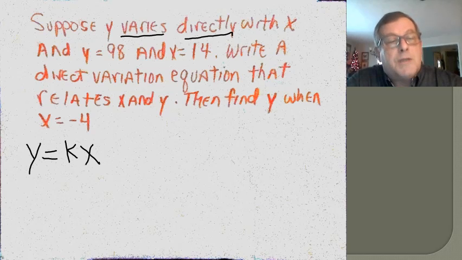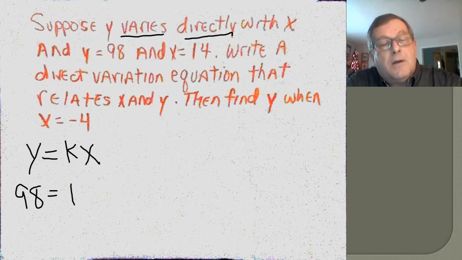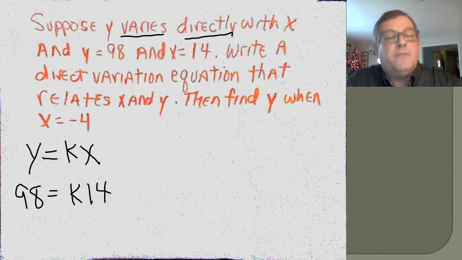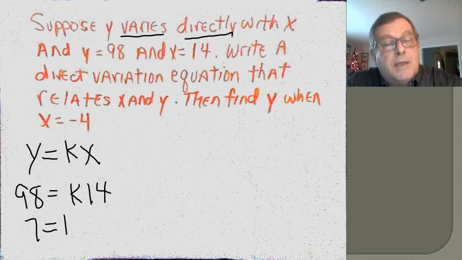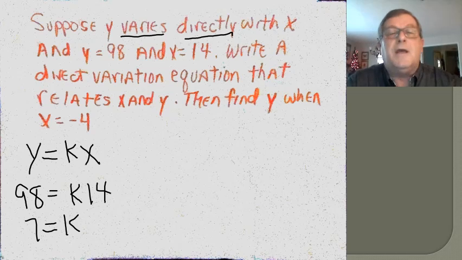And y equals 98. So we just substitute 98 in here for y. And x equals 14. So I got 98 equals k times 14, substituting the 14 in for x. Now, to solve for k, all I've got to do is divide 98 by 14. When I do so, I'm going to discover now that 7 equals k. All right, so I've solved for k, but let's keep going on.